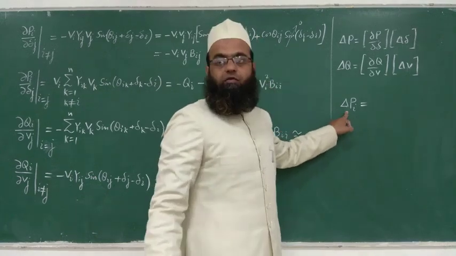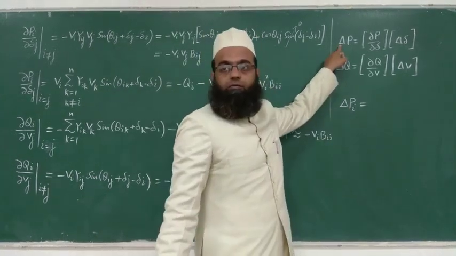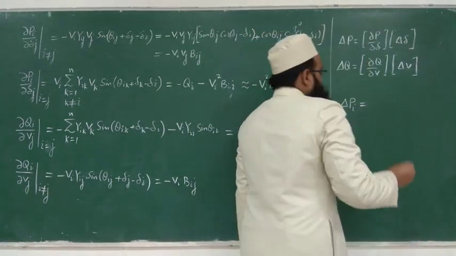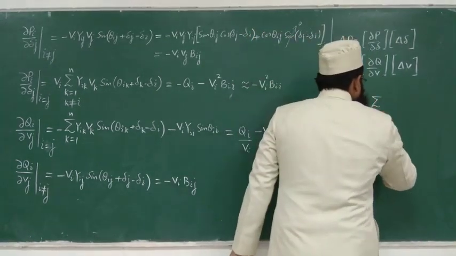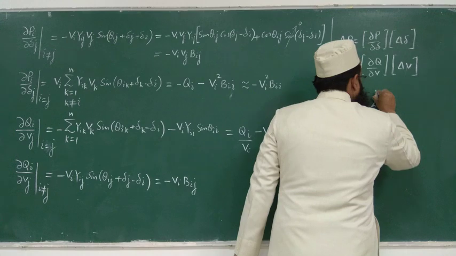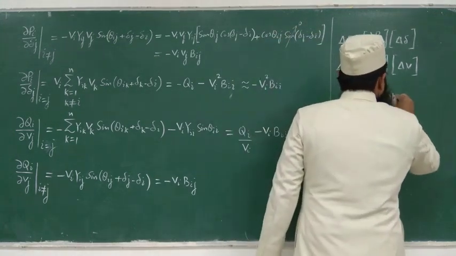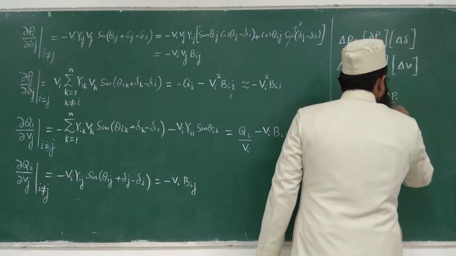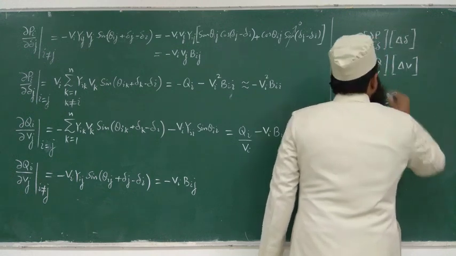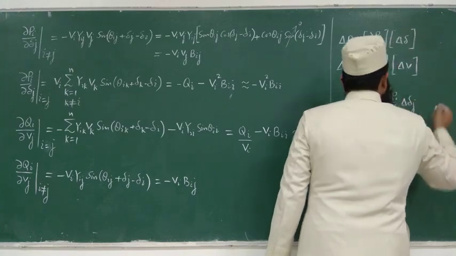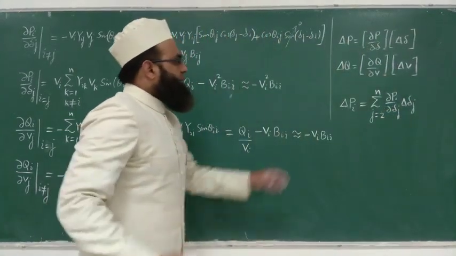Del Pi, one element of this vector, may be written as, for J equal to 2 to n, del Pi upon del delta J, del delta J. Just try to understand this.